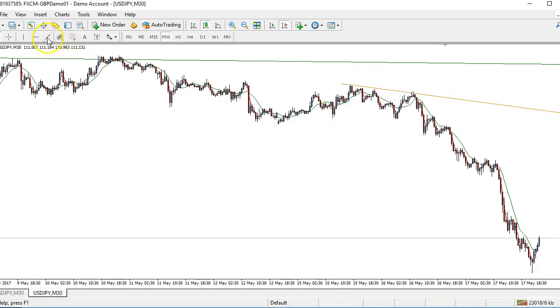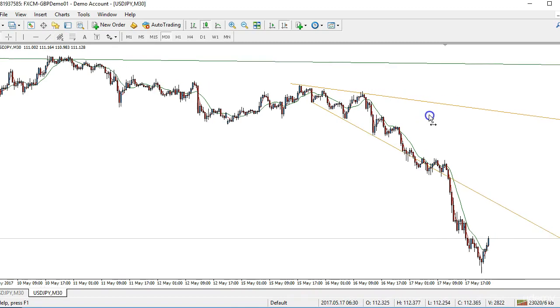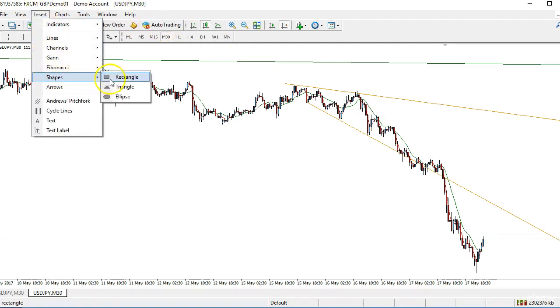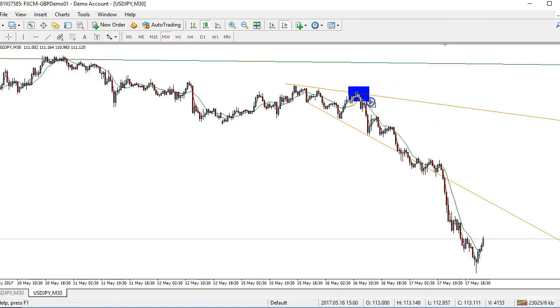And we can see that on the 15th and 16th of May, we started getting this megaphone channel, okay? And there was a key moment here, which happened at 12 o'clock on the 16th of May. If I put a little shape there, okay? It was the third bounce off this upper trend line, and it was a widening pattern.